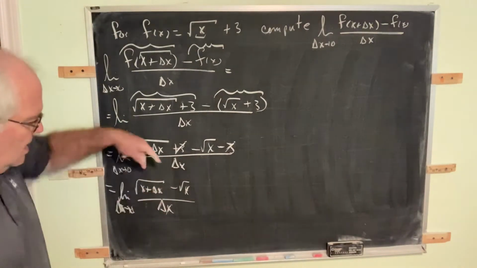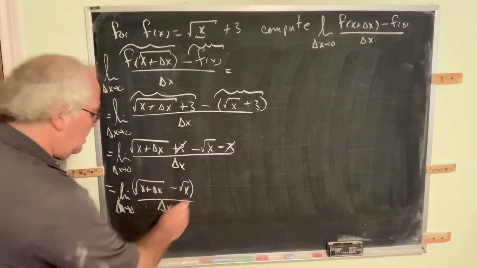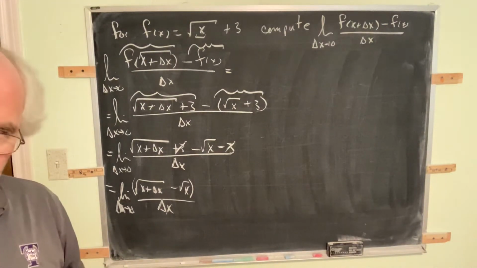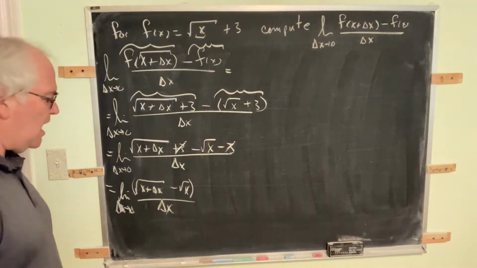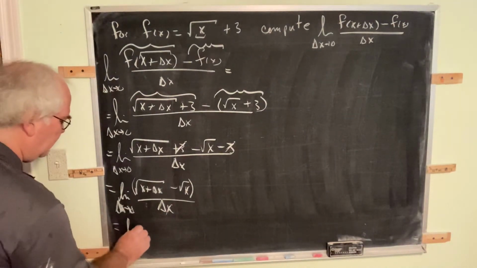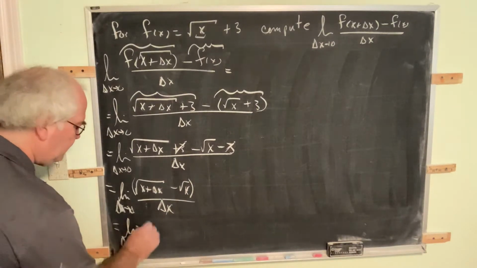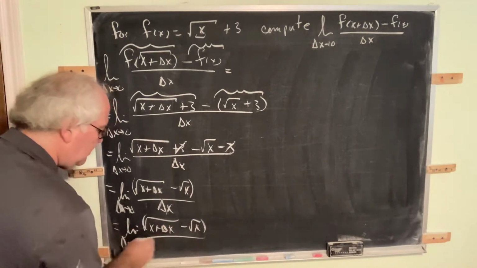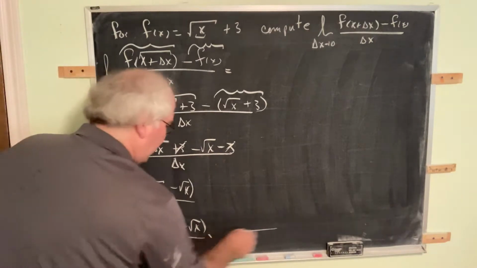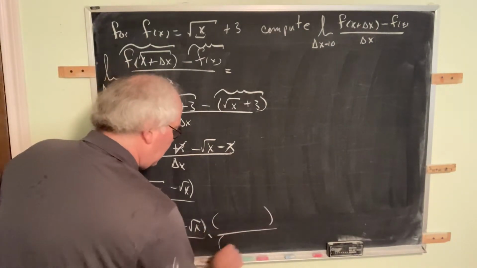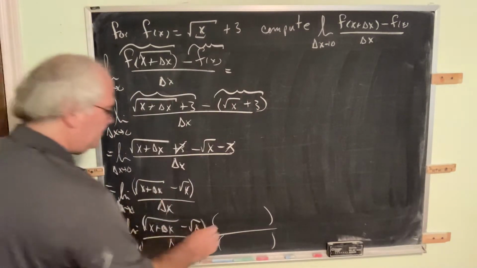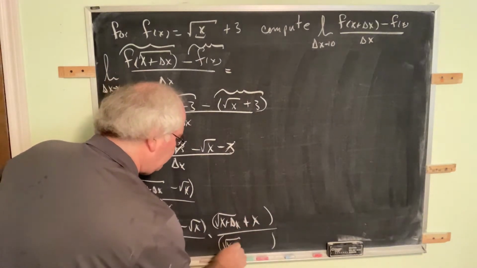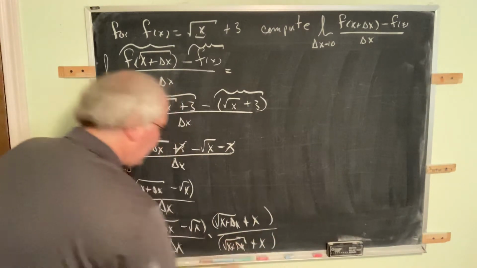This should look familiar. This is a binomial with radicals. This is a candidate for our understanding of the conjugate technique, the technique of multiplying numerator and denominator by the conjugate. And so this is equal to the limit of square root of x plus delta x minus square root of x. We need to multiply by conjugate over itself. The conjugate is, put a plus sign here, square root of x plus delta x plus square root of x.